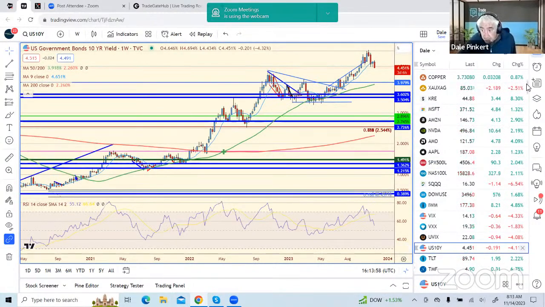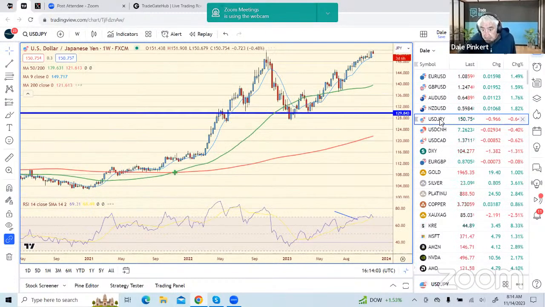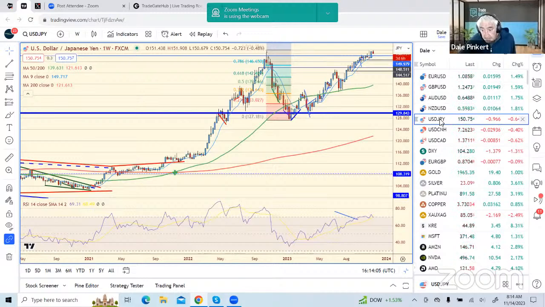Even the yen is rolling over, which has a pretty tight correlation to the dollar. Good point. Tim follows that a lot. Yeah, it may have peaked here.